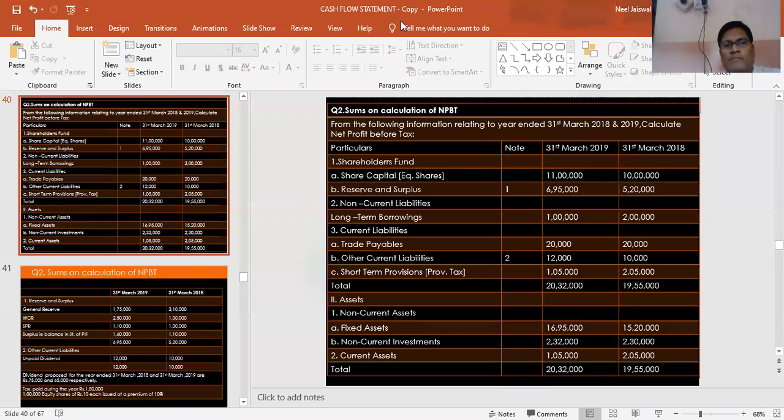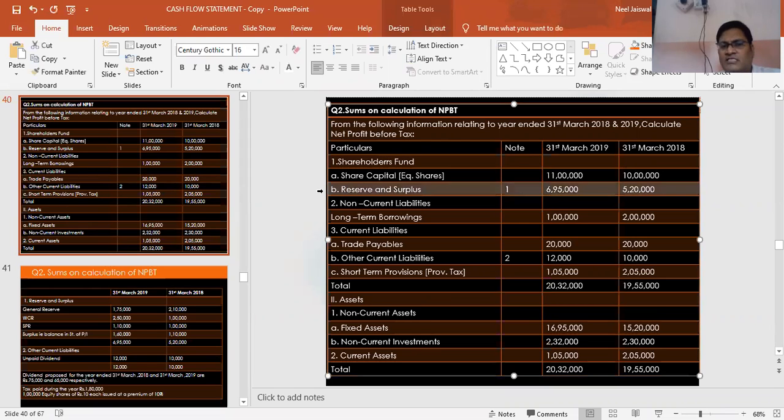See this sum: the balance sheets of 2018 and 2019 are given, with the liability side and asset side. We only need to find out the net profit before tax in this sum. We don't have to see the entire sum for this. Only the item which is affecting net profit before tax, and that is reserves and surplus.